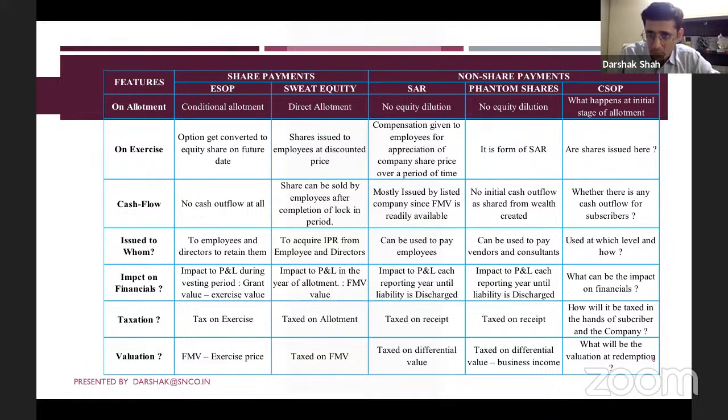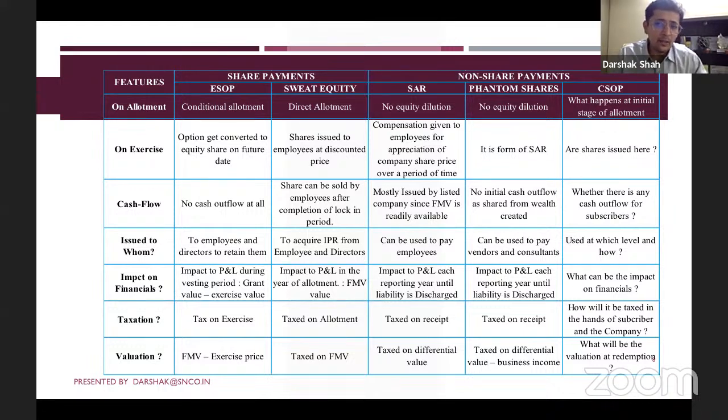So I'm not going to take that again now, because that's the previous slide where we have discussed this. When it comes to stock appreciation rights, there's no equity dilution, because what happens is you are getting a right in the company, and so whatever appreciation is happening, proportionately you are getting the benefit of that. Compensation is given to the employee on the appreciation.